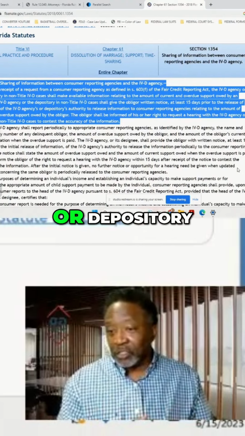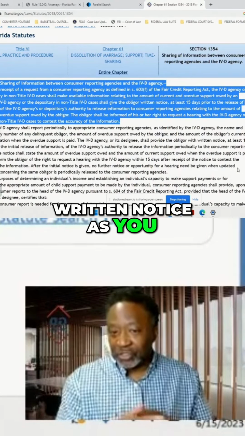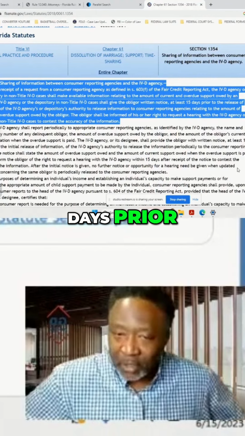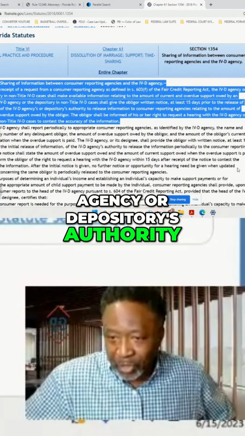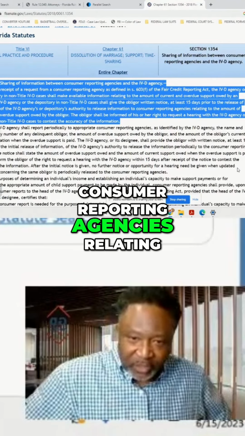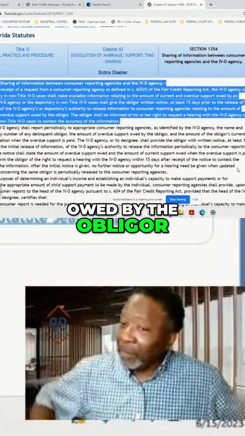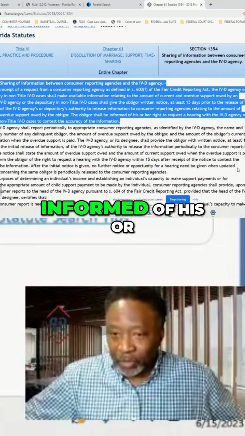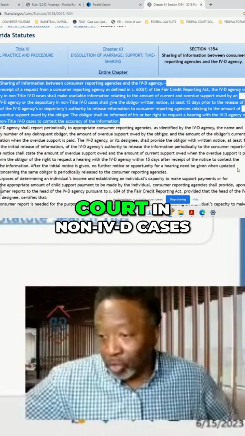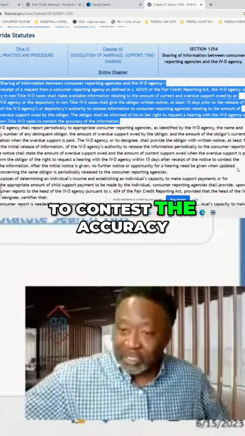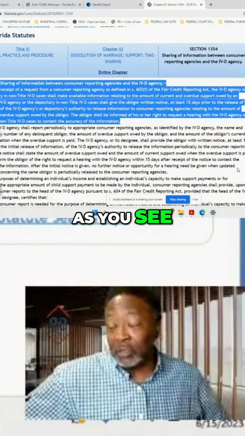And the 4D agency or depository in the 904 cases shall give the obligor written notice, as you see, at least 15 days prior to the release of information of the 4D agency or depository's authority to release information to consumer reporting agencies relating to the amount of the current and overdue support owed by the obligor. The obligor shall be informed of his or her right to request a hearing with the 4D agency or the court in non-4D cases to contest the accuracy of the information. I did not make that up. As you see, we're reading it.